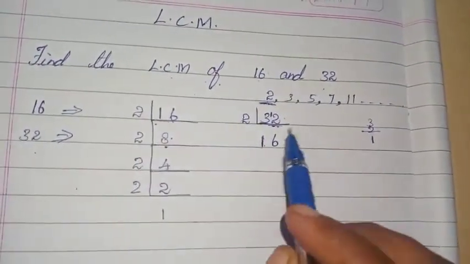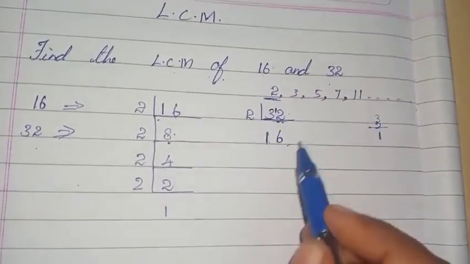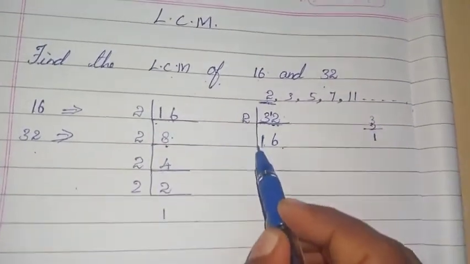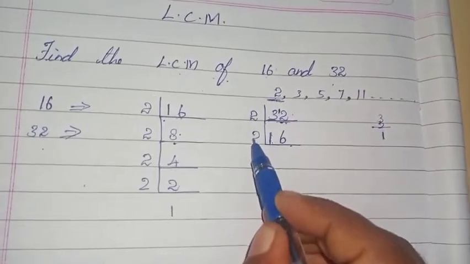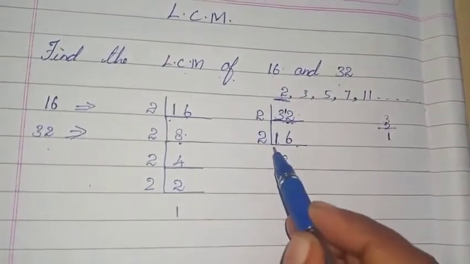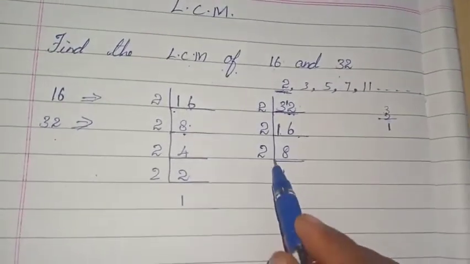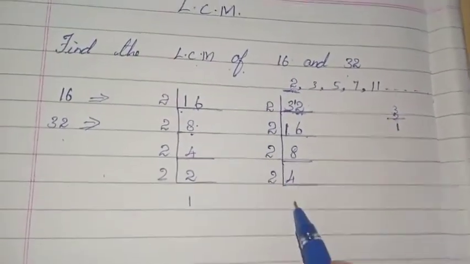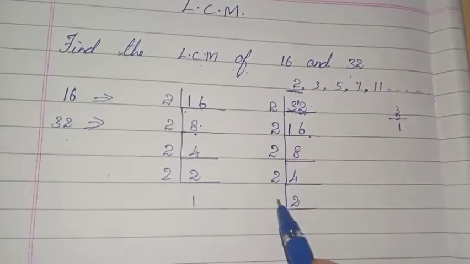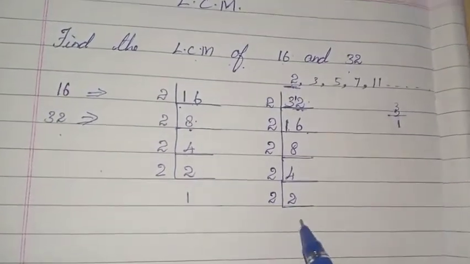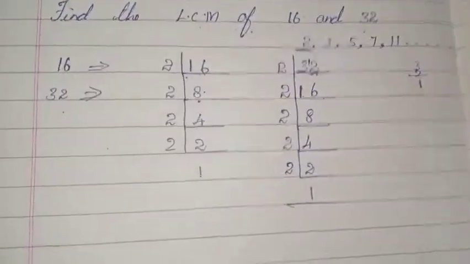6 2s are 12. Do you remember it? And then you can divide again by 2. 8 2s are 16, so 2 8s are 16. Again 4 2s are 8. Again 2. So up to 1 you can continue.